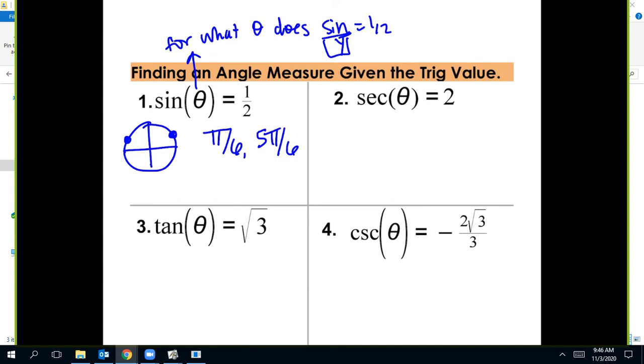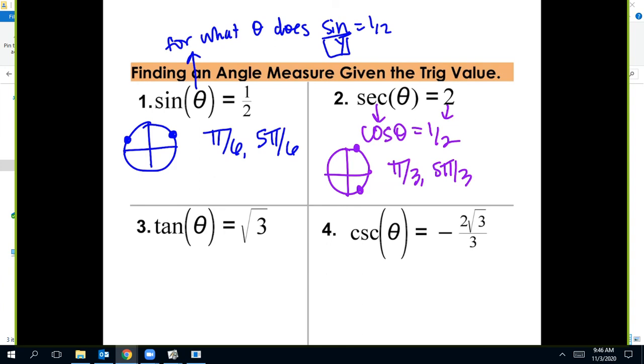I don't like to see secant because I think that's tricky looking. So I'm going to change this to cosine. And where is the cosine equal to 1/2? Because we'll flip this. And so that is here and here. Short x, but on the positive side. And that's at pi over 3 and 5 pi over 3.